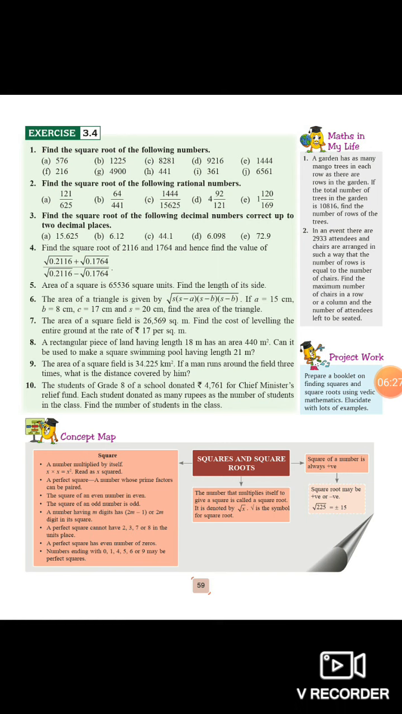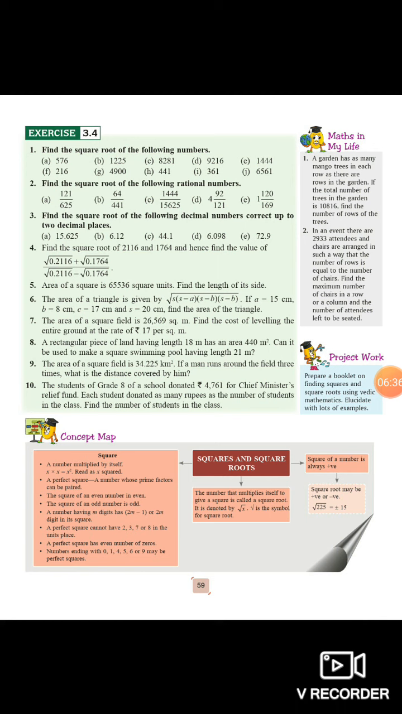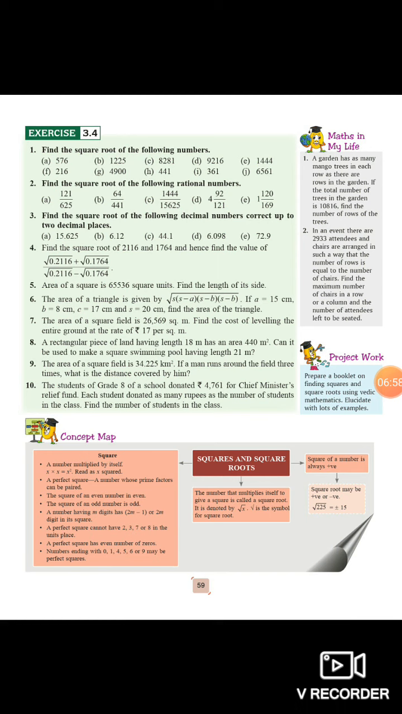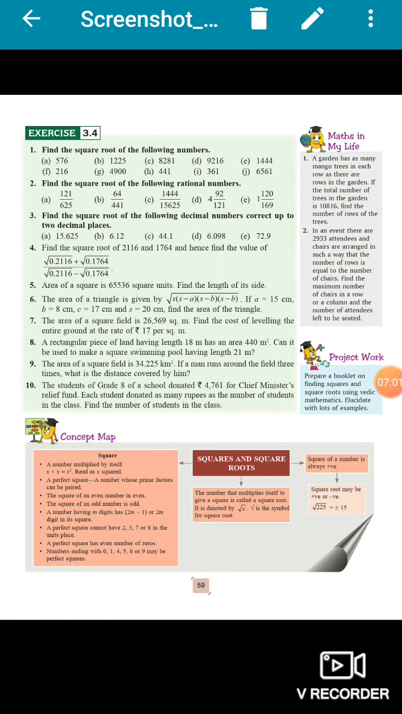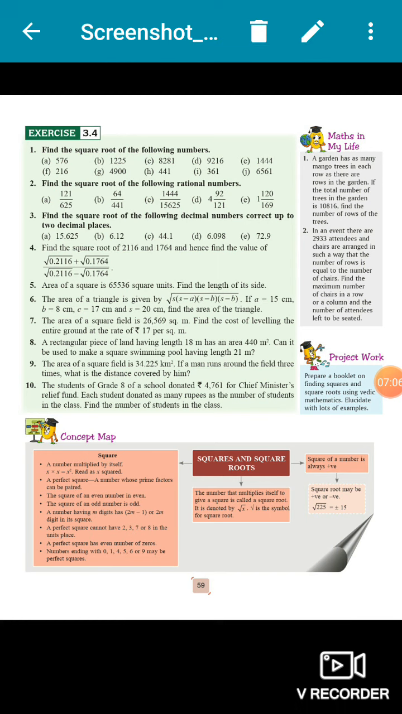Last question: students of grade 8 of a school donated 4,761 rupees for the Chief Minister's Relief Fund. Each student donated as many rupees as the number of students of the class. Find the number of students in the class. So look, it is a very good and important question. Grade 8 of a school has donated some amount in the Chief Minister's relief fund, and in this sentence only the full question is based. Each student has donated as many rupees as the number of students in the class. What is the meaning? That each student has donated as many rupees as there are students in the class.